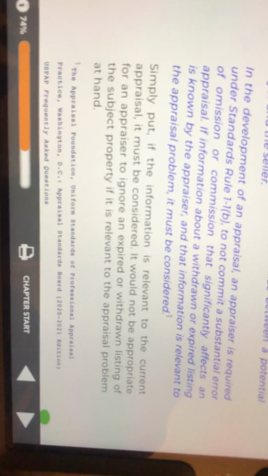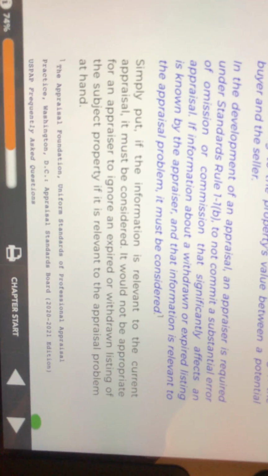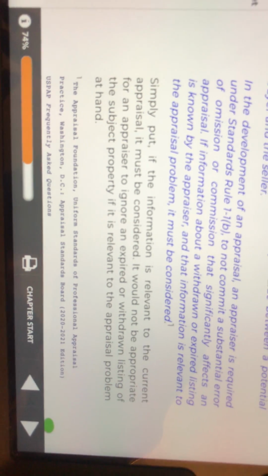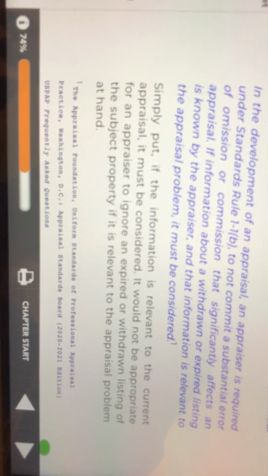It would not be appropriate for an appraiser to ignore an expired or withdrawn listing of the subject property if it is relevant to the appraisal problem. The Appraisal Foundation, Uniform Standards, 2020-21. End of page.